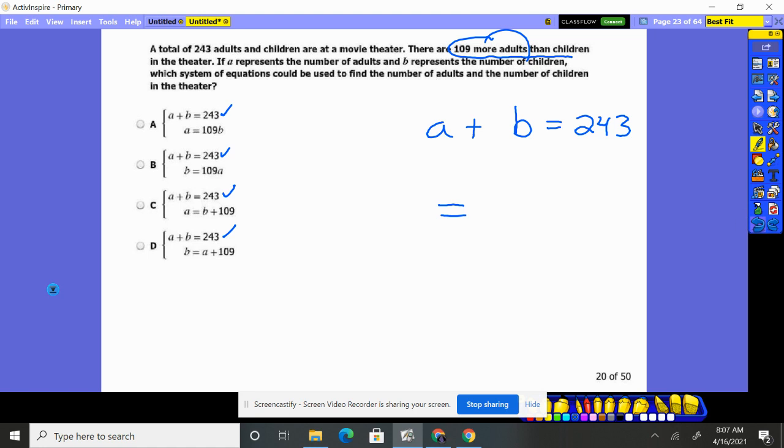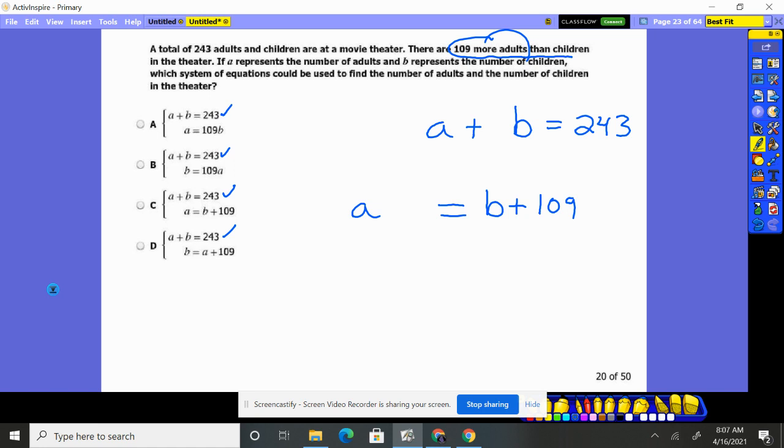It says there are 109 more adults. Sorry, I lost where it was. 109 more adults. So here's the number of adults. There's 109 more there. That means here's the number of children. To balance this, we're going to have to add 109 to the number of children. That'll be how many adults we have.